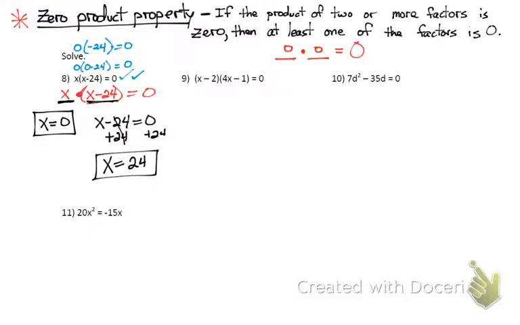So that checks out. Or you could look at it and say, well, that works, but what if x was 24? Well, if x was 24, you'd have 24 times 24 minus 24. Well, 24 minus 24 is 0, so now you have 24 times 0 equals 0, and again, we know that's true. So these two are both possible answers to problem number 8. So problem number 8 has two answers.